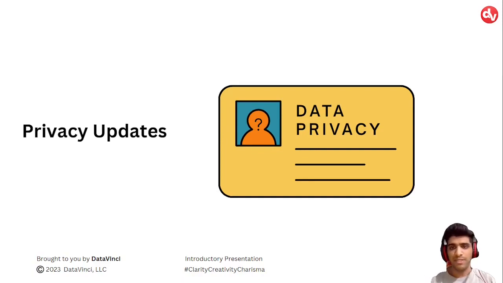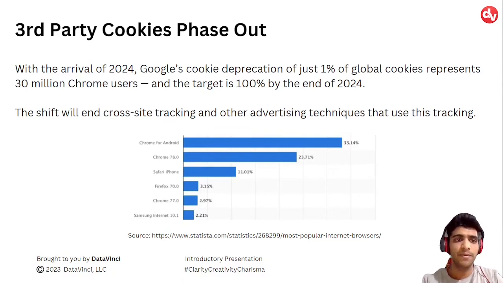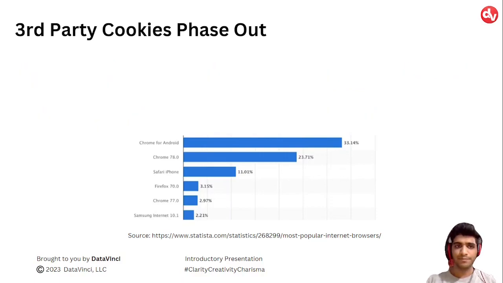Now let's talk about the privacy updates. First, let's understand the third-party cookie phase-out. So at the start of 2024, Google decided to deprecate third-party cookies for 1% of its users, and that 1% accounted for almost 30 million Chrome users. So by the end of 2024, all of the Chrome users will not have third-party cookies. So this essentially is an end of third-party cookies, since, as you can see from this bar graph, Chrome has the largest market share in the web browsing market.